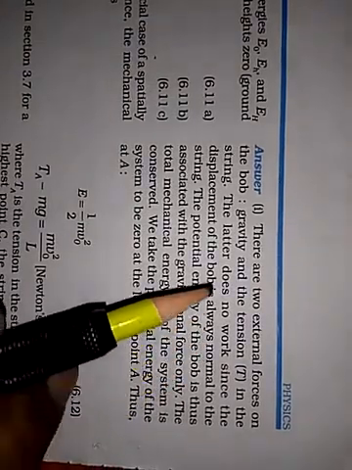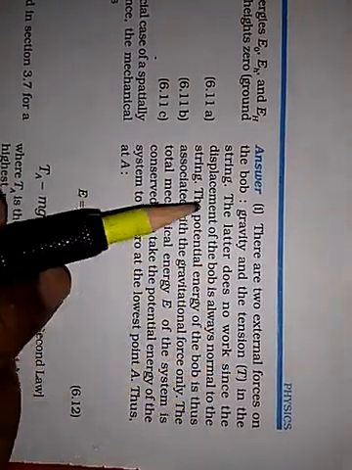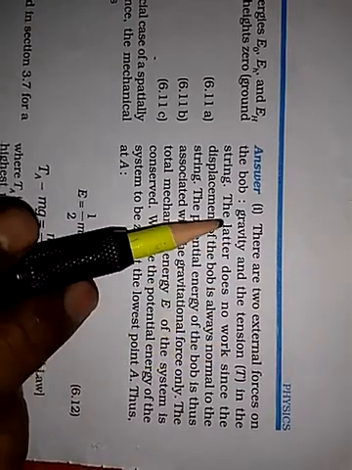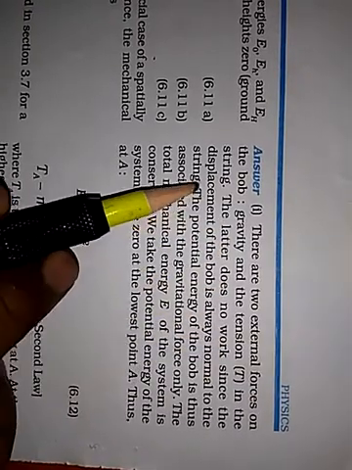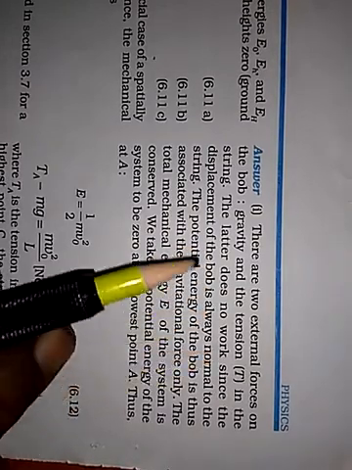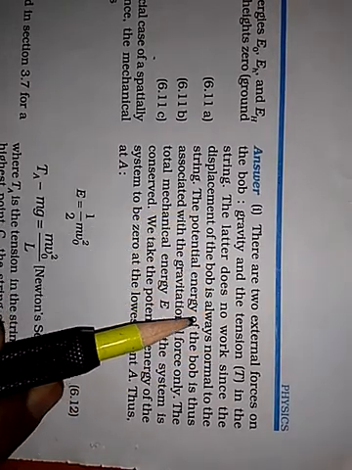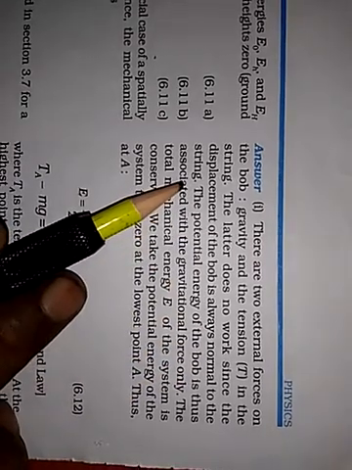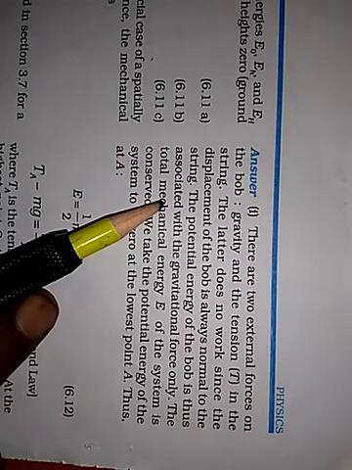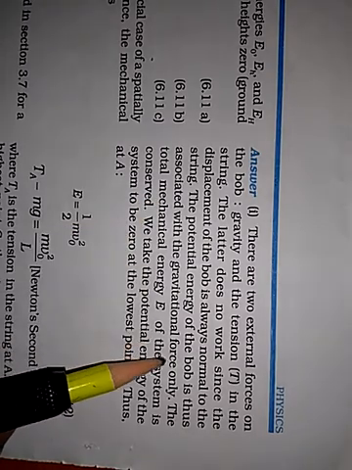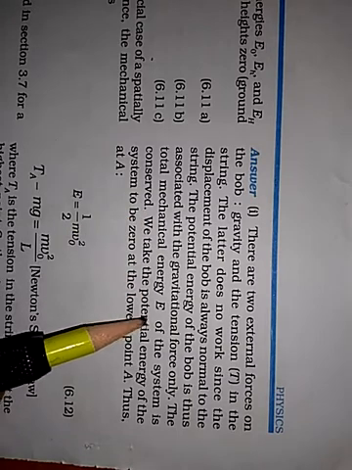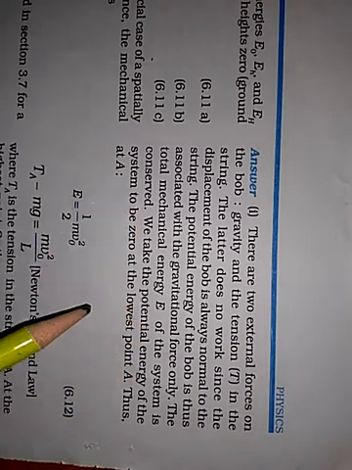So the answer is, there are two external forces on the bob. One is gravity and the other is the tension. So we are going to work with gravity and tension in the string. The latter does no work since the displacement of the bob is always normal to the string. The potential energy of the bob is thus associated with the gravitational force only. The total mechanical energy E of the system is conserved.